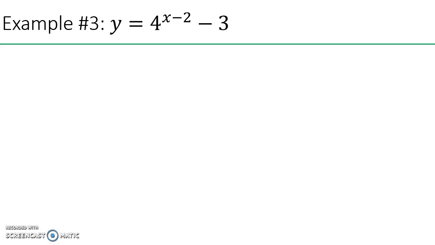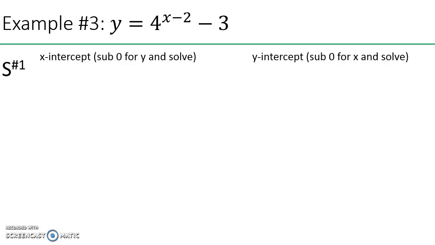Let's look at the third example. Y equals 4 to the x minus 2 power minus 3. Once again, I always solve for x and y intercepts first. Substitute in 0 for y.